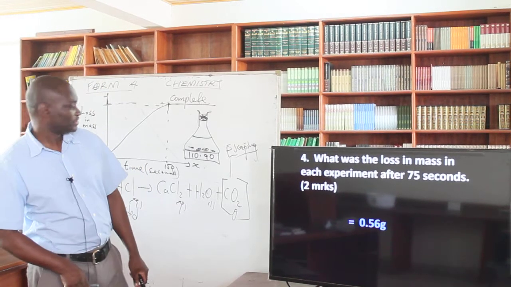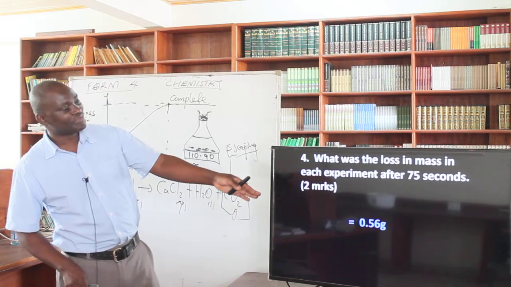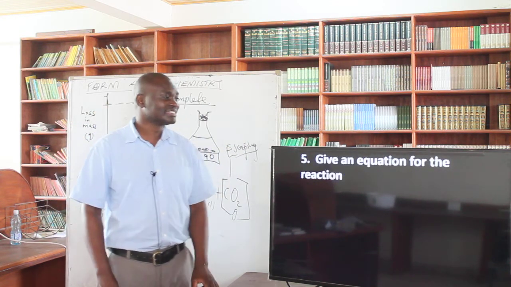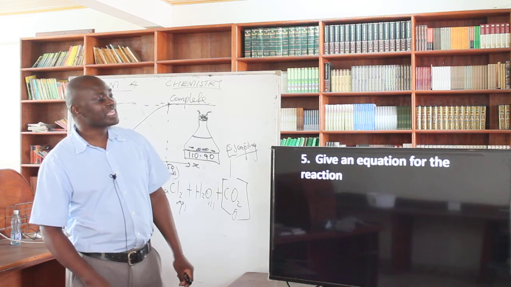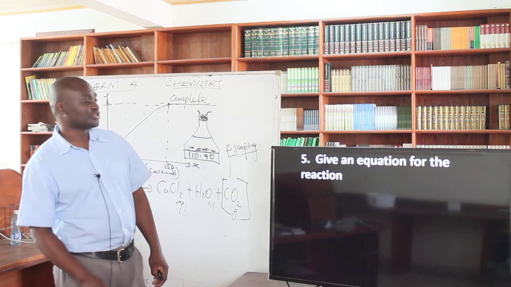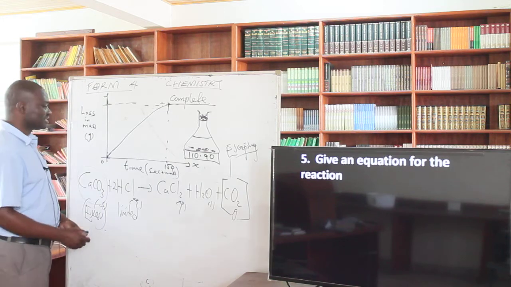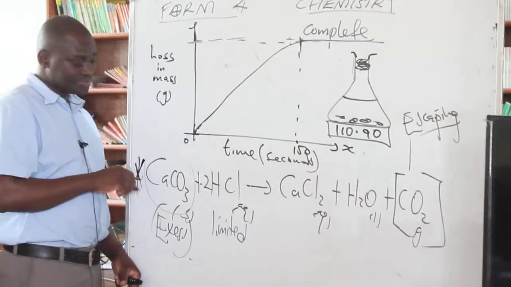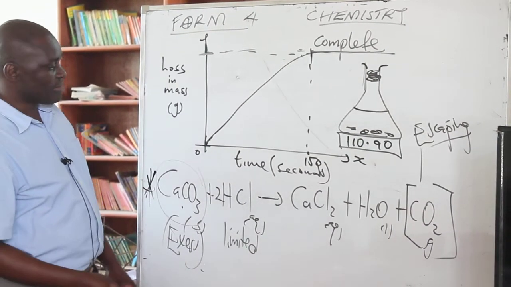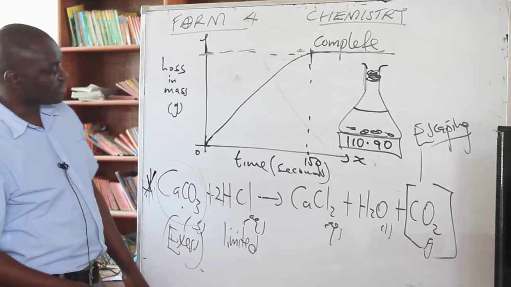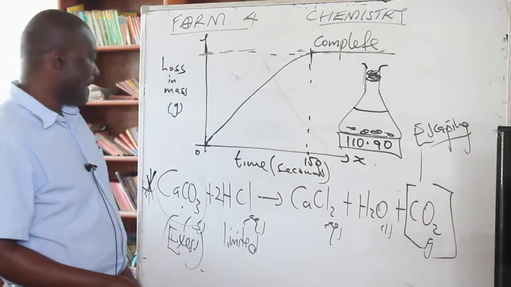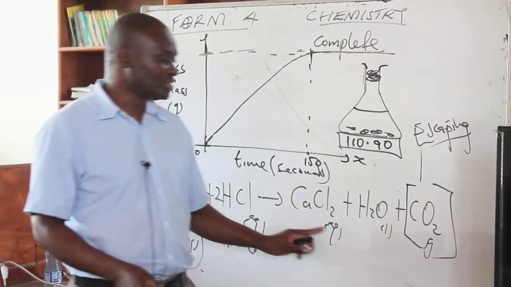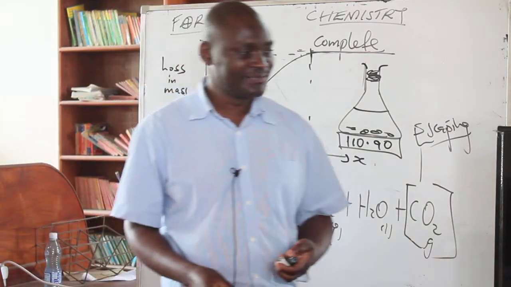Yes, welcome back. So we had just read from the graph the loss in mass at 75 seconds. Let us see the next question. We are told to give an equation for the reaction. This is the equation for the reaction, where calcium carbonate, marble chips, reacts with hydrochloric acid to form calcium chloride plus water plus CO2. A carbonate plus an acid gives a salt, water, and carbon dioxide.